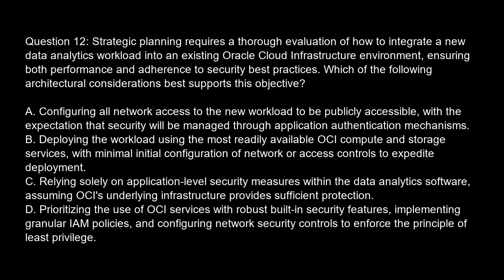Option C. Relying solely on application-level security measures within the data analytics software, assuming OCI's underlying infrastructure provides sufficient protection. Option D. Prioritizing the use of OCI services with robust built-in security features, implementing granular IAM policies, and configuring network security controls to enforce the principle of least privilege.